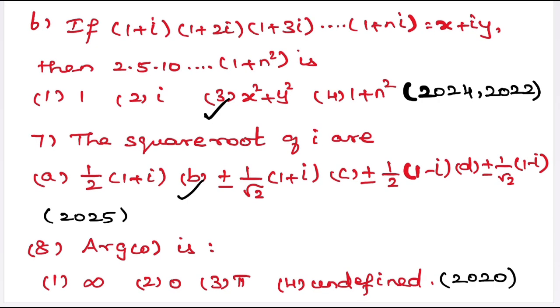Next question. Argument of 0 is, the 2020 Lakshya question. The answer is argument of 0 is undefined. Since argument means the direction, that is the angle of a complex number from the origin. Since 0 lies at the origin and has no direction, therefore argument of 0 is undefined.